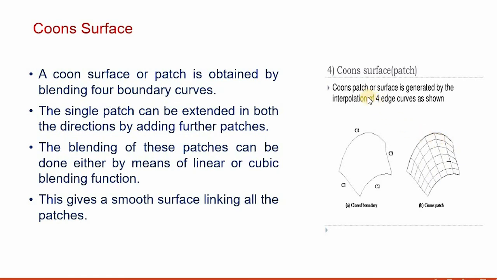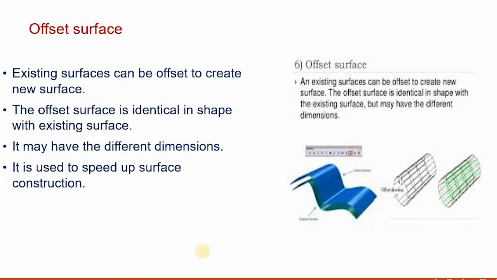The Coons patch surface is generated by the interpolation of four edge curves as shown in the figure. The blending of these patches can be done either by means of a linear or cubic blending function. This gives a smooth surface linking all the patches.